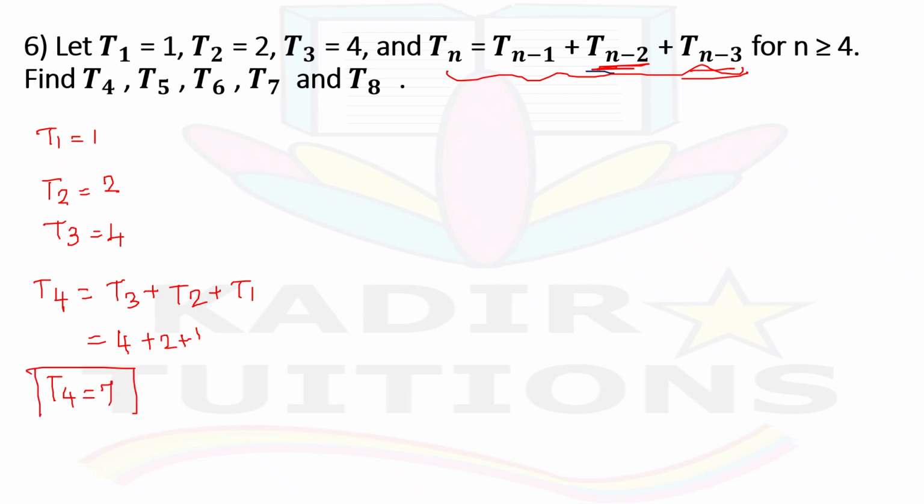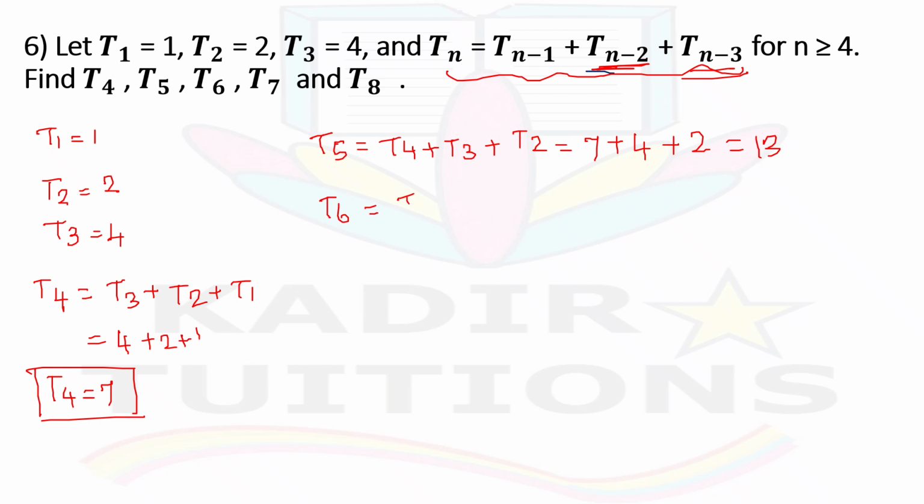If I want to find T5, I have to add the previous 3 terms, right? So we need to add T4 plus T3 plus T2. T4 is 7, T3 is 4, plus T2 is 2. How much will we get? 13. The next one is T6. Again we add the previous 3 terms: T5, which is 13, plus T4, 7, plus T3, which is 4. So it's going to be 24.